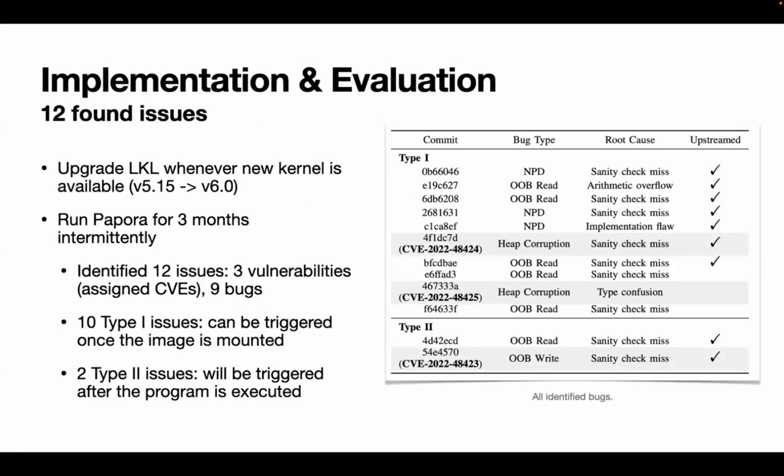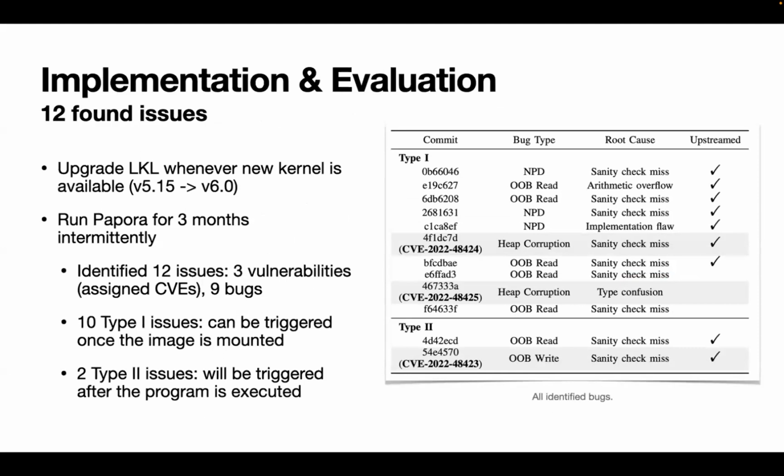Finally, the right table shows our results. As we can see, we have identified 12 issues consisting of 9 bugs and 3 vulnerabilities, the highlighted rows. All these 3 vulnerabilities are assigned CVE numbers. Moreover, in the last column there are some marks, which mean that the patches we committed to the Linux kernel have been merged into the upstream.